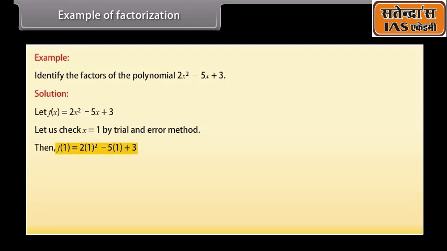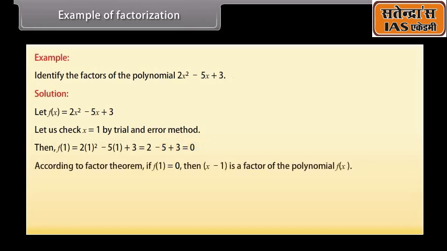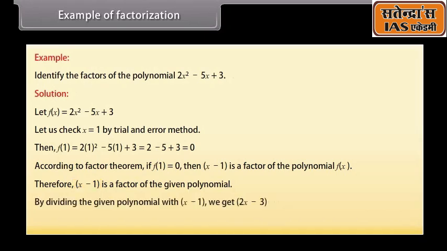f(1) = 2(1)² − 5(1) + 3 = 2 − 5 + 3, which equals 0. According to factor theorem, if f(1) = 0, then x − 1 is a factor of the polynomial f(x). Therefore, x − 1 is a factor of the given polynomial. By dividing the given polynomial by x − 1, we get 2x − 3. So, the factors of the given polynomial are 2x − 3 and x − 1.